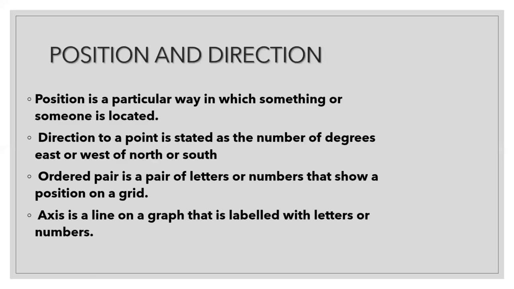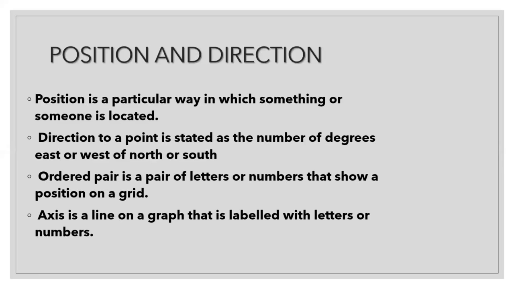Next is axis. What do you mean by this axis? Axis is a line on a graph that is labeled with letters or numbers. So axis means while you're using a graph, you can see lines on the graph. Those lines are called axis and they are labeled with letters or numbers.